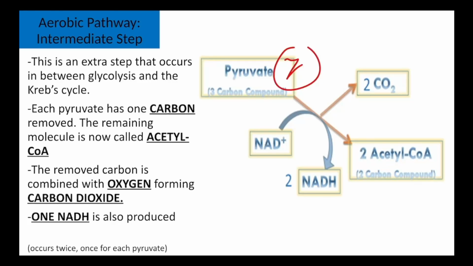So then between glycolysis and the Krebs cycle, there's something called the intermediate step. Sometimes they call it the link step. And this is how we convert pyruvate into a more usable form for the Krebs cycle. It's going to be converted into acetyl coenzyme A, or acetyl-CoA for short. Also during this process, we're going to make an NADH and some carbon dioxide.